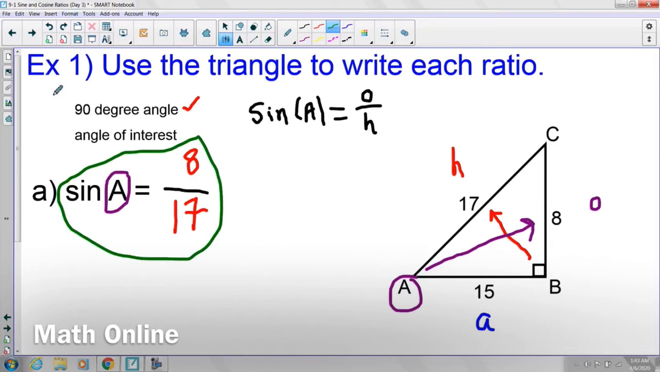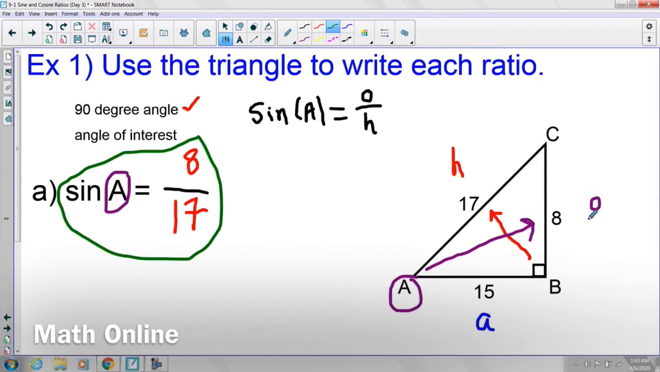All right, so next scenario. Hopefully you guys are starting to get this. Remember, the only thing that changes is the ratios. Sine, cosine, tangent. That's the only difference. The steps are the same. Identify the 90-degree angle. Find it across from it. You always find hypotenuse. Look for your angle of interest. It's always on the problem right here. So the angle of interest is here. It's A.